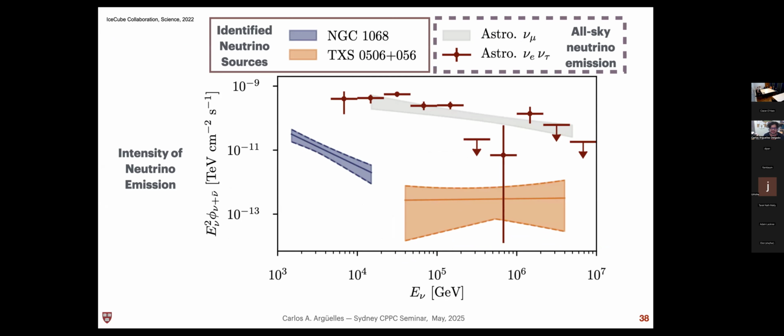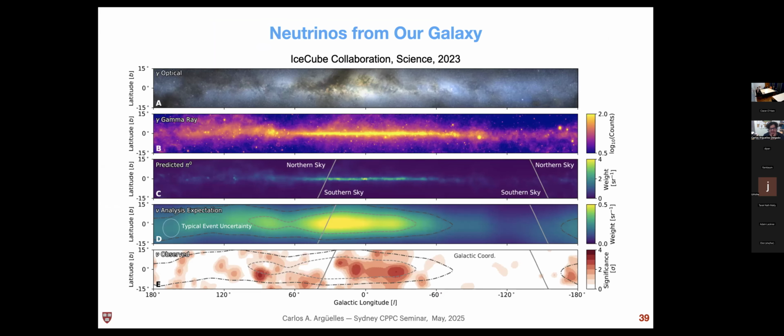Okay. So that means that we have a couple of sources. Here are the fluxes that correspond to these objects. But still, most of this diffuse spectrum is unassociated. The other thing that happened a couple of years ago now is the observation of our galaxy in neutrinos. Here you see different pictures of our galaxy. The top one is our galaxy in optical light. The B panel is in gamma rays. Then you can fit the different components that produce the gamma ray emission and obtain the component that corresponds to pi naught production. That is shown in panel C.